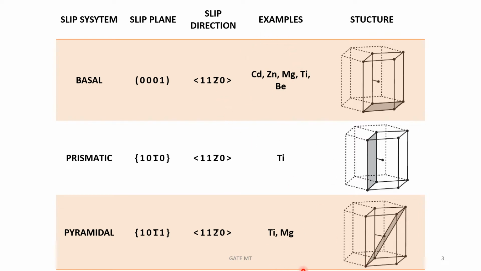From these examples, you may know that titanium is capable of exhibiting all three slip systems. So there must be some factor that contributes to the change of a particular slip system that is favored. These factors include the C by A ratio as well as the temperature at which the slip is operating.